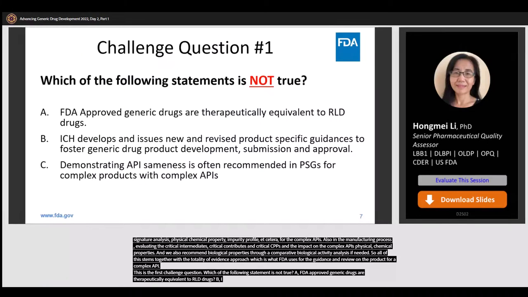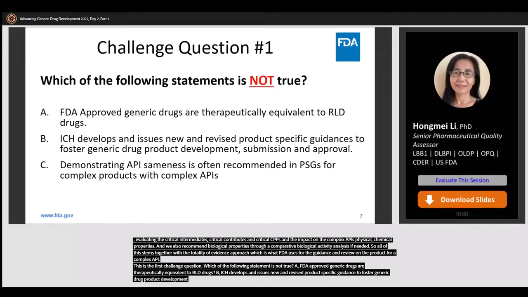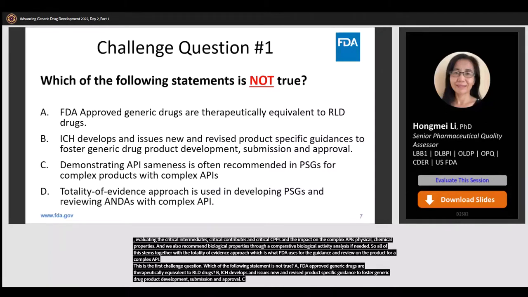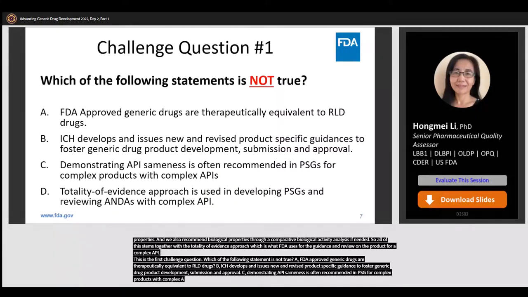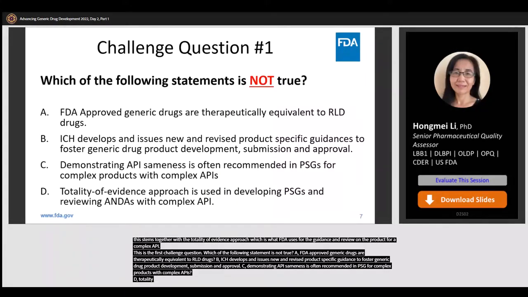C, demonstrating API sameness is often recommended in PSG for complex products with complex APIs. D, totality of evidence approach is used in developing PSG and reviewing ANDA with complex APIs. Choose the answer which you think is the statement that is not true.